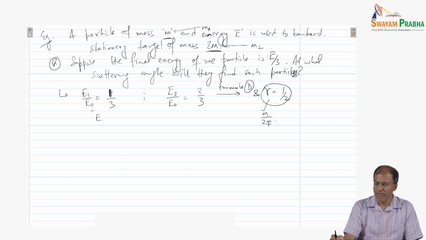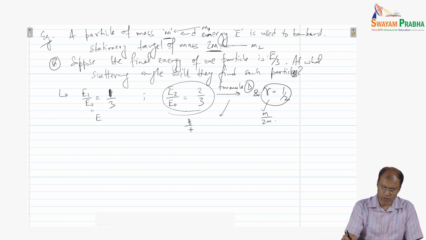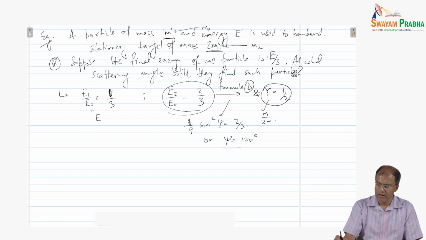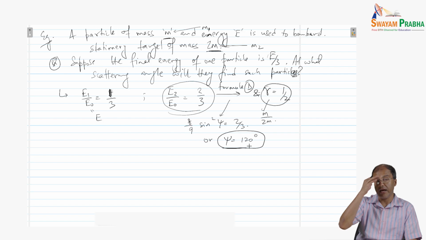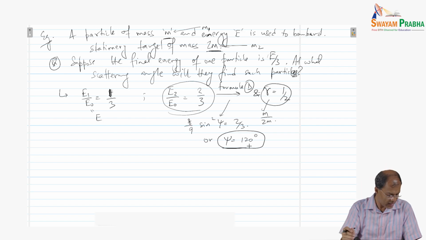So if we have gamma equal to half and the formula is 2 by 3, using formula D, we get that 8 over 9 sine square psi turns out to be 2 by 3, or my psi comes out to be 120 degrees. The zero momentum scattering angle comes out to be 120 degrees.